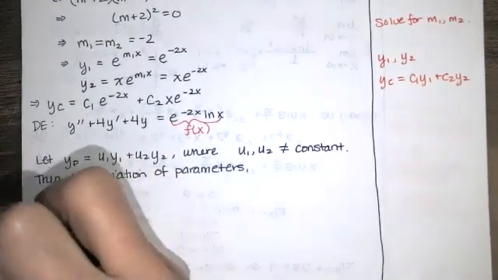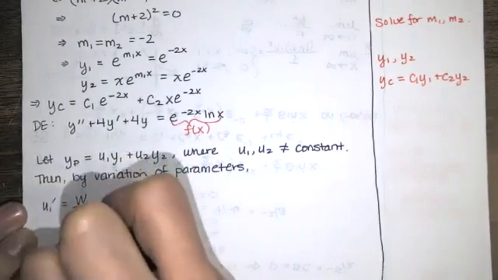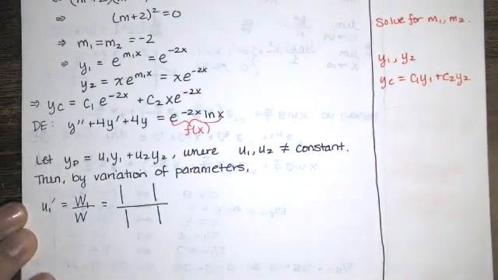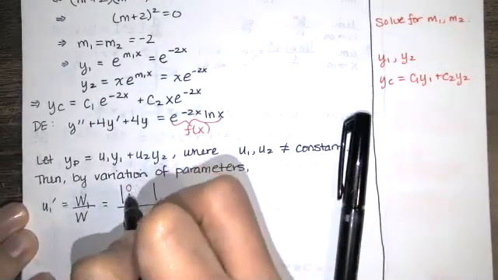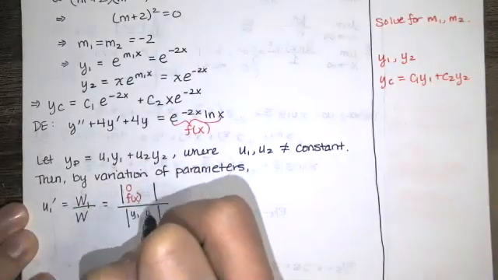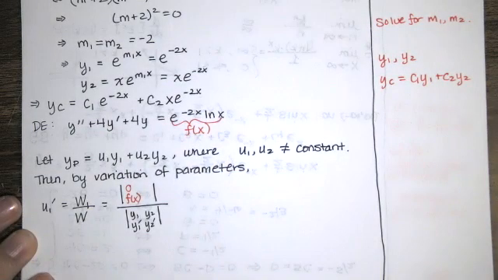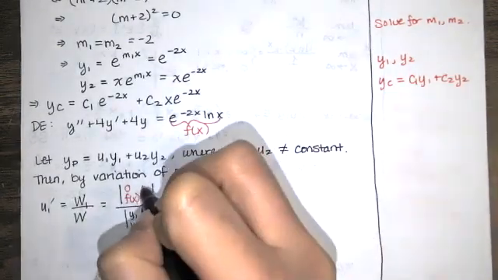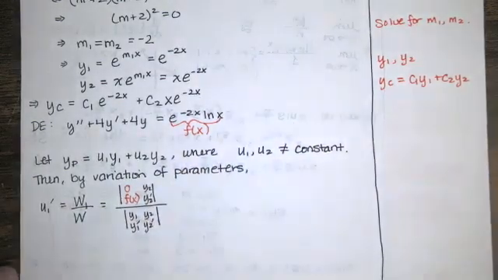By variation of parameters, u1 prime will equal W1 over W, where W1 is the determinant of a matrix. You replace that first column with 0 and f of x. Well, the Wronskian is what goes in the denominator, the Wronskian of your two functions, y sub 1 and y sub 2, the two linearly independent solutions of the corresponding homogeneous problem. And then W1 comes from just taking that first column and replacing it with 0 and f of x.